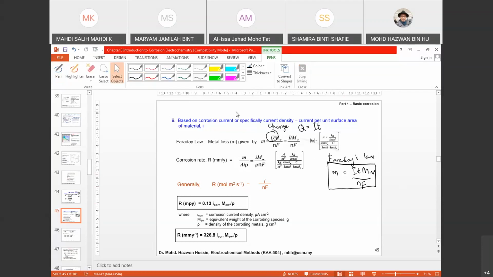So what is I? I is the current in amperes. T is the time in seconds. MW is basically the molecular weight of your metal. N is the valency, and F is the Faraday constant.